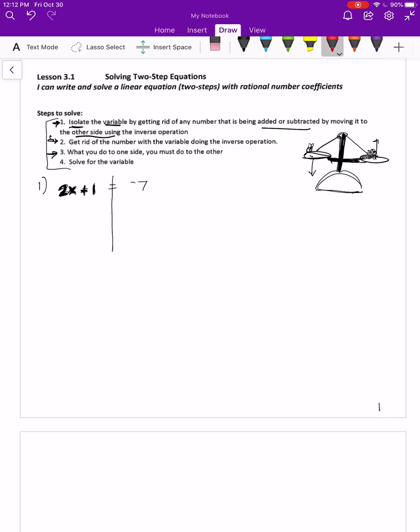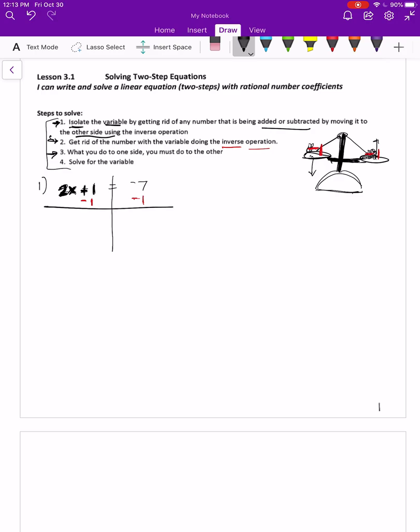So what you do to get rid of it is you do the opposite, the inverse operation. So this is an add 1, so the inverse would be to subtract 1. And then keeping it balanced, if I put on my pan balance, I subtracted 1 on this side, I would have to subtract 1 on the other side to keep it balanced. And that's what I did in my equation. Subtract 1 and subtract 1.